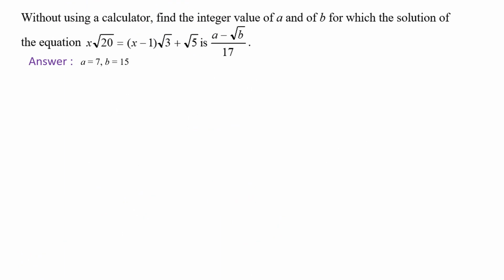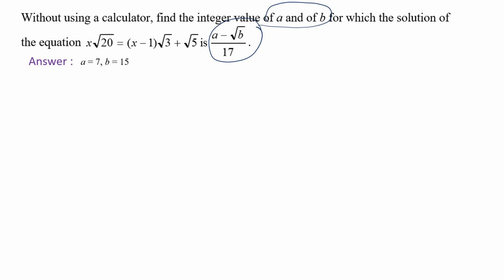Right, let's look at the next questions. Again, for these questions we are not supposed to use a calculator, meaning you just need to show your steps. Every step, okay, and ultimately you're asked to find the integer values of a and b. So after solving it, you need to write down the values for a and b, and the answer will be in this format. More or less that gives you a hint that finally your answer, the denominator, will be 17. If you don't get that, then something is wrong with your solutions.